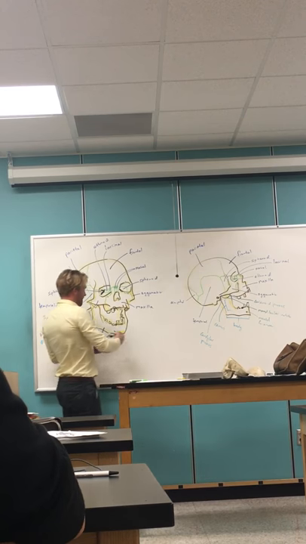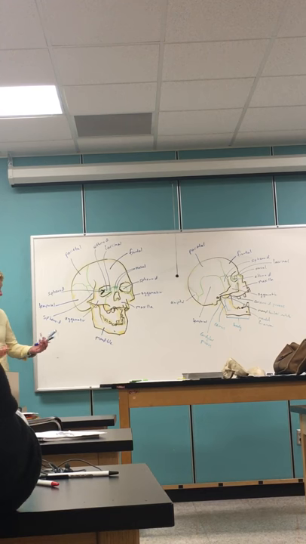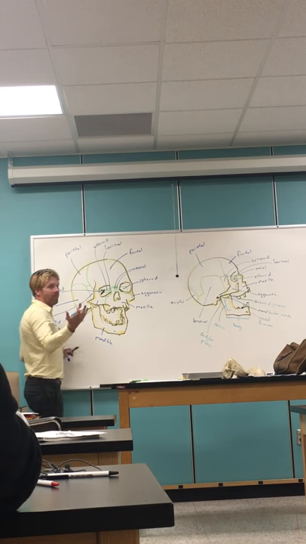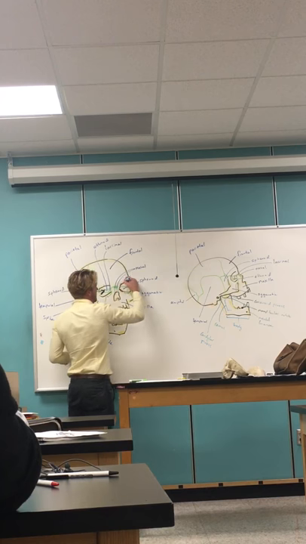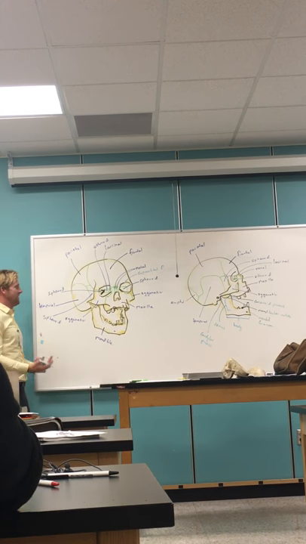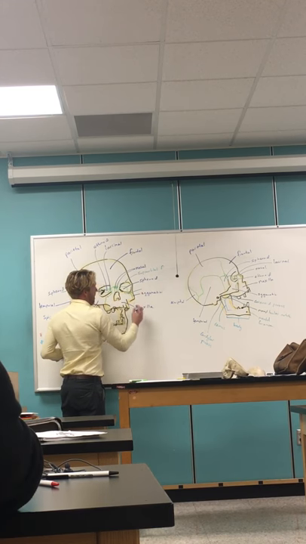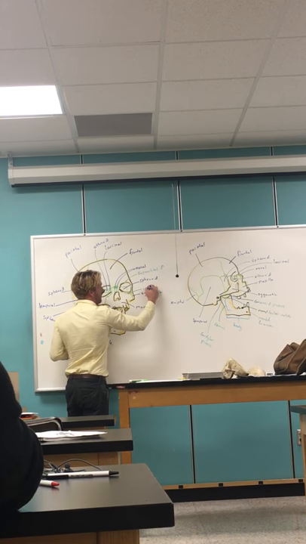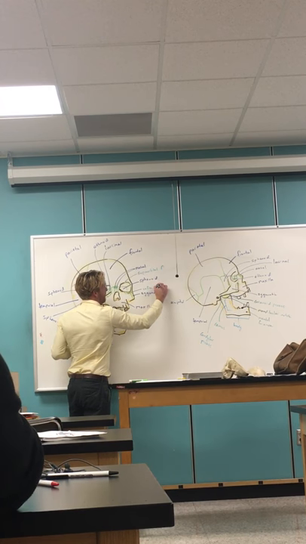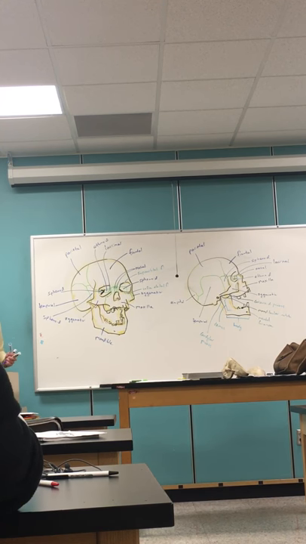But the name of these guys, this is the supraorbital foramen. Supra, above, orbital, the orbit. Foramen. It's a hole. The foramen just means hole. So this is the supraorbital foramen. And that F is just an abbreviation for that. If that's the supraorbital, what do you think he's called? Infraorbital. Infraorbital foramen. Infra, below, orbital, the orbit, foramen.